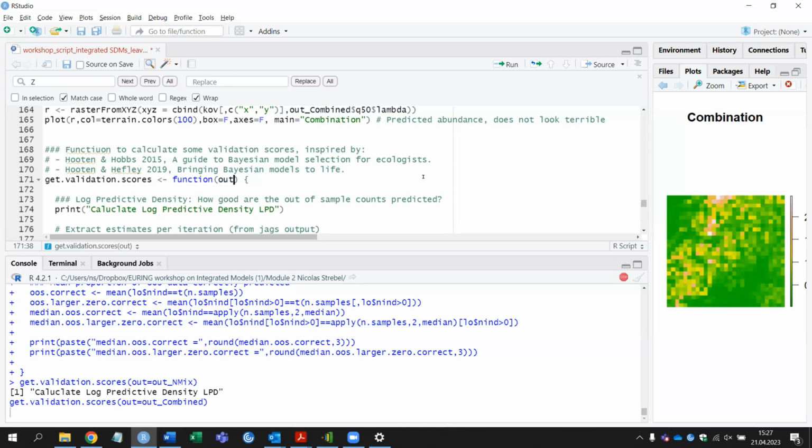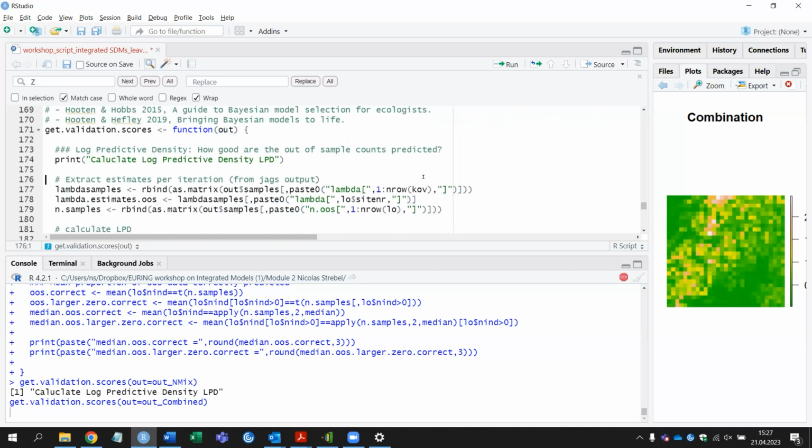So the argument that enters is the outcome of the JAX model. Then here we extract the estimates for each iteration of JAX, so not just the mean estimates, but really all the outcome, for lambda. Lambda is the estimated abundance. Then we just keep these lambda estimates for the sites where we have skipped the data.